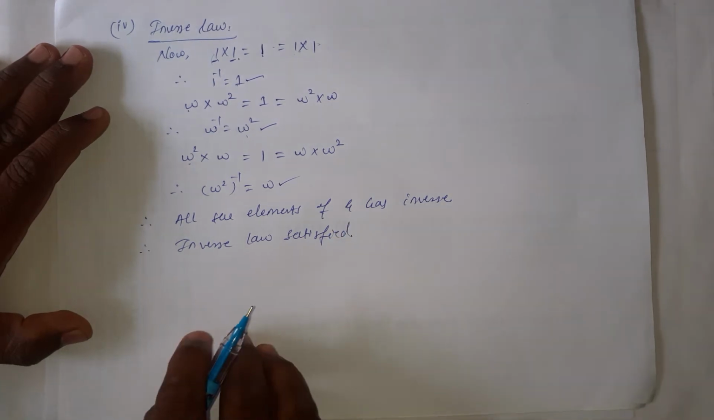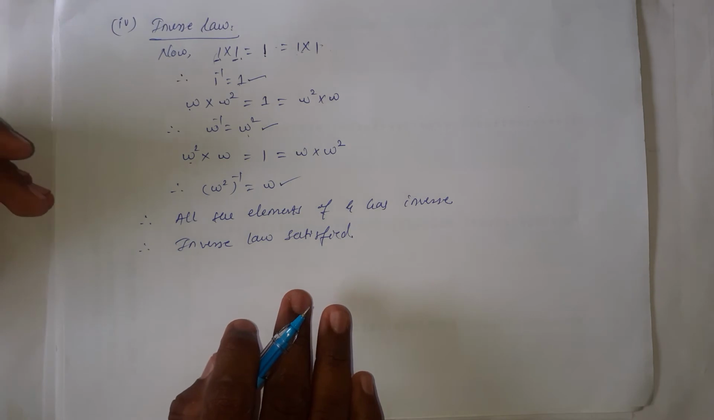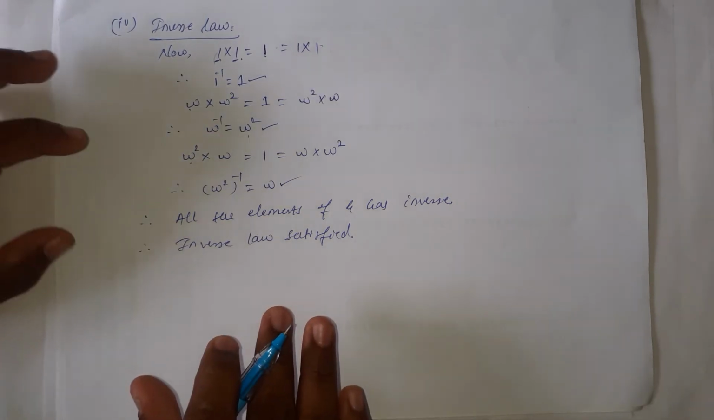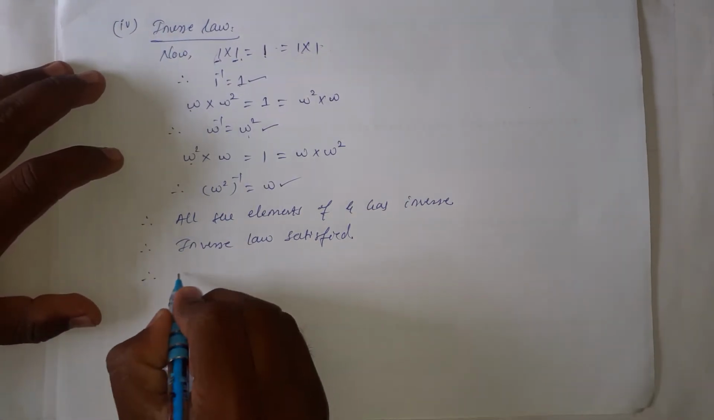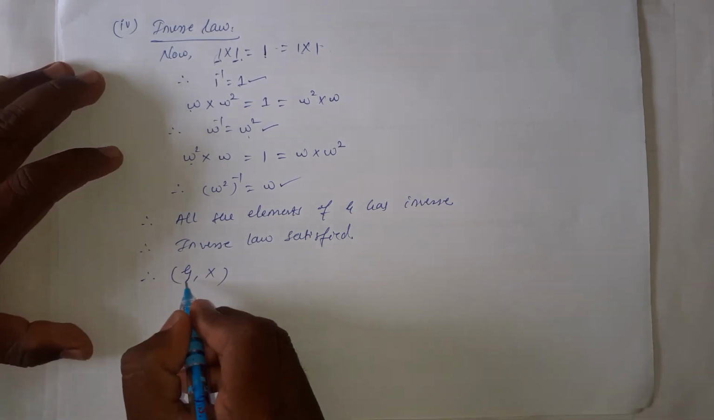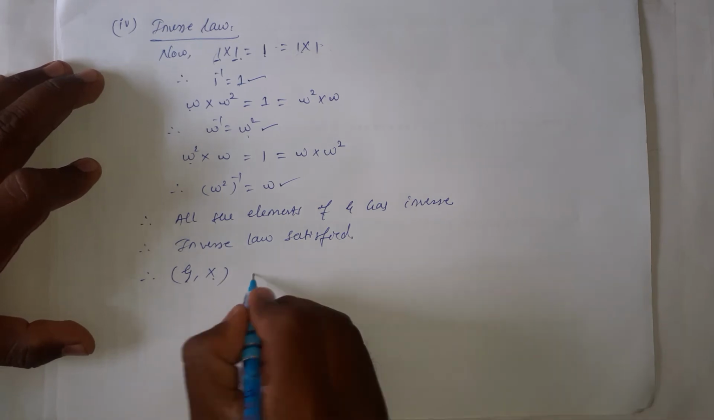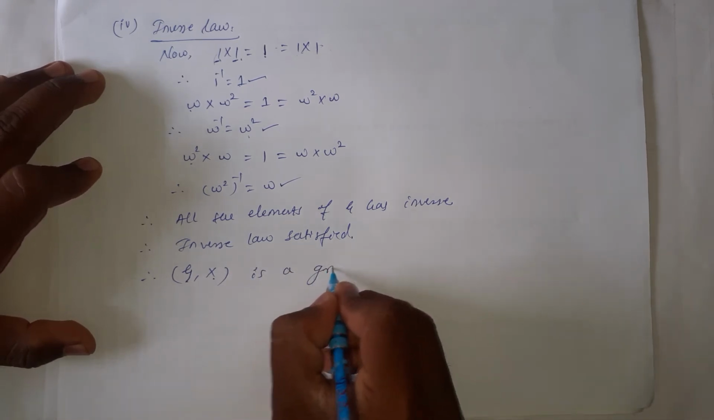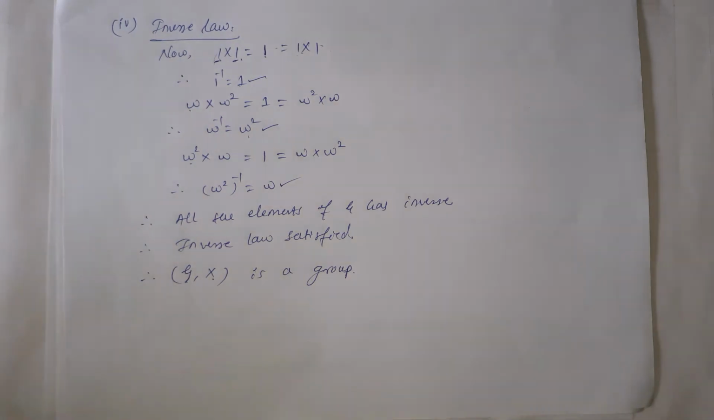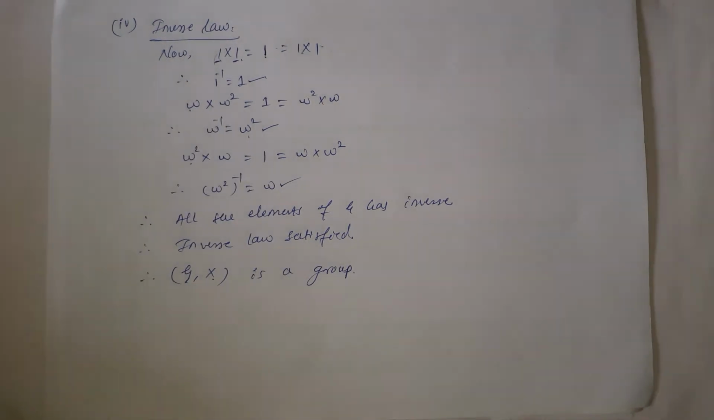Here we know that closure law is satisfied, associative law is satisfied, identity law is satisfied and also inverse law is satisfied. Therefore, G, with the binary operation multiplication, is a group. So this is our conclusion: by satisfying all the 4 laws, we can say that the given set G is a group.